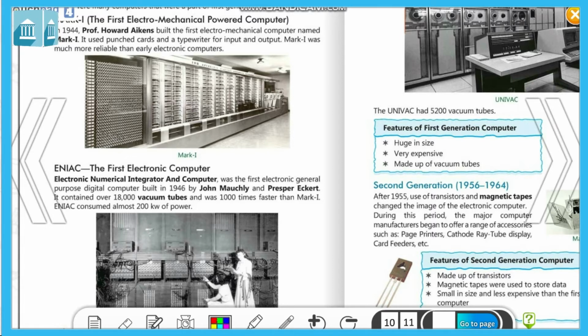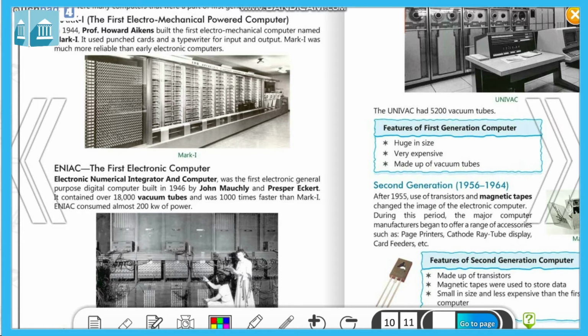Now, the full form of ENIAC is Electronic Numerical Integrator and Computer. And who invented ENIAC? John Mauchly and Presper Eckert. And Professor Howard Aiken invented Mark 1.